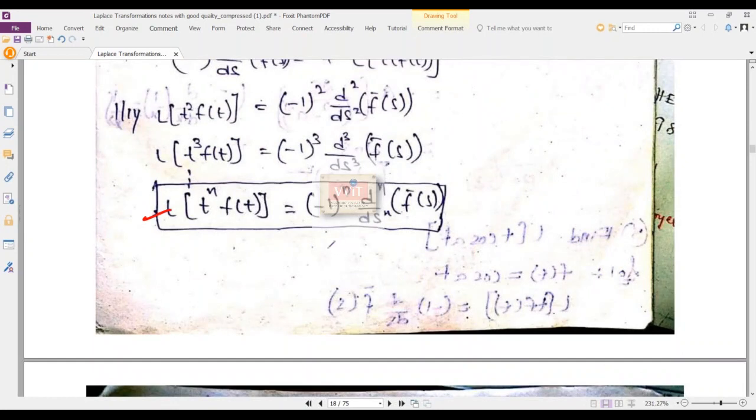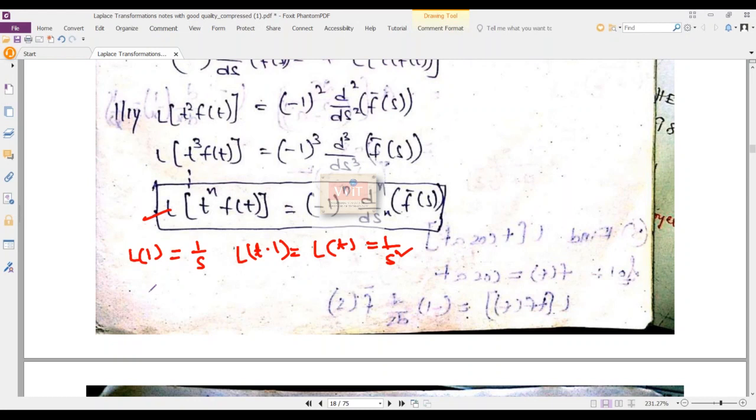Final formula: L of t power n into f of t equals minus 1 whole power n d by ds of f of s. If I go with the small problems, L of 1, L of 1, it's 1 by s, we practiced. Then L of t times 1 is how much? As per this, we know that L of t equals 1 by s square, based on algebraic. Let us check whether it happens or not.